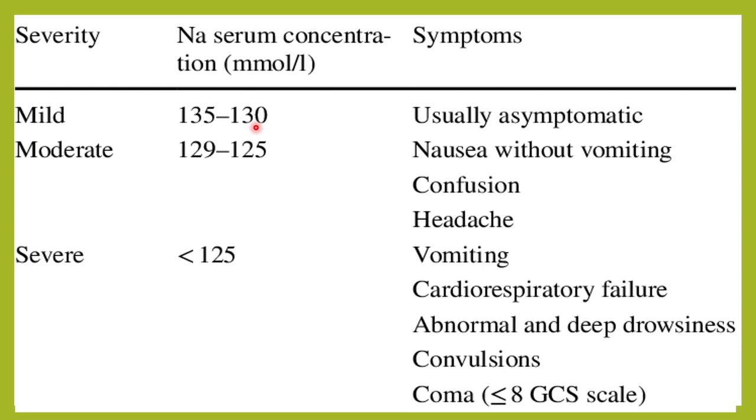Suppose the sodium level falls below 130, so it is between 125 and 130. Then the patient will have nausea, and might have confusion, headache, etc. Severe is when the level of sodium falls below 125 or 120. The patient will have vomiting, cardiorespiratory failure, and might have convulsions, coma, drowsiness, etc.